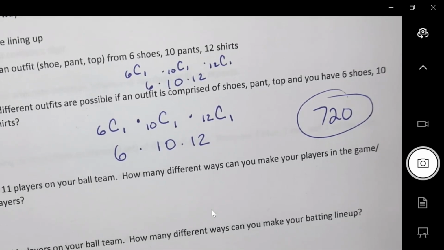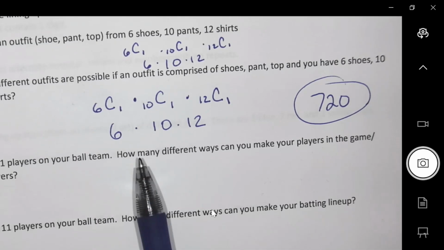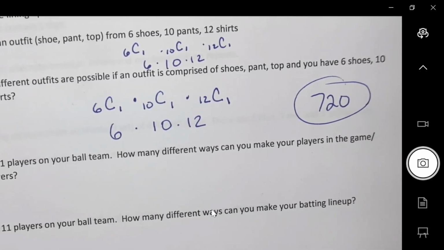Okay, the next one, you have 11 players on your ball team. How many different ways could you put players in the game? How many players are in a baseball game, by the way? You should probably just know that, hopefully.